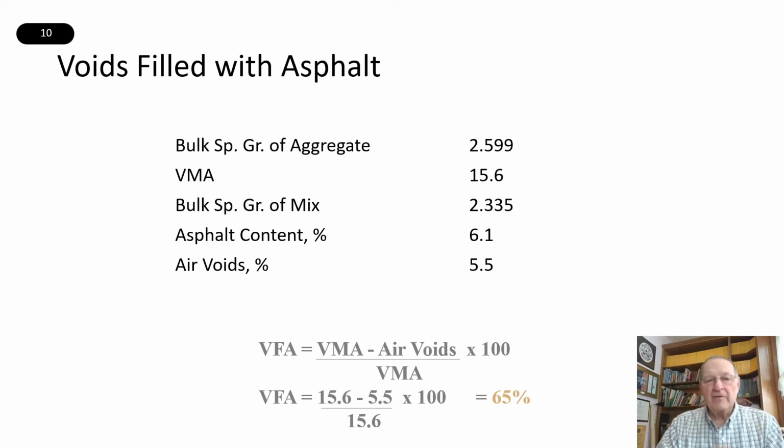Well, I only need to know two things. I need to know the VMA and the air voids. So if I take the VMA minus the air voids divided by the VMA, times 100 to make it into a percentage. And in this example, the VMA is 15.6 and the air voids 5.5. 15.6 minus 5.5 divided by 15.6, multiply it by 100, and I get 65%. So the VFA, voids filled with asphalt, is 65%.